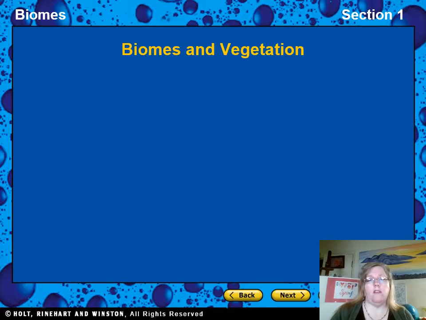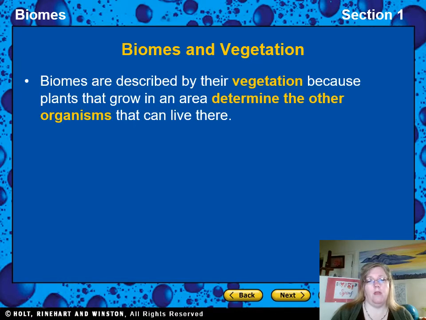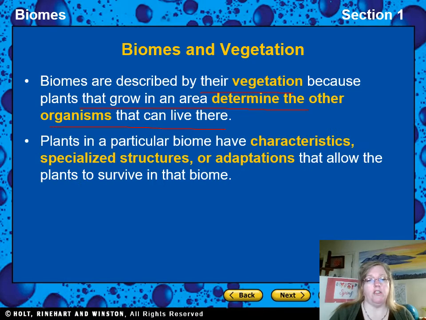The biomes and vegetation. So the biomes are described by their vegetation because the plants that grow in an area will determine the other organisms that can live there. Several of our videos that we watch all the time, Boozman and Crash Course, which you're going to get a lot of, they both say plants are king. That's what they say all the time because the plants determine what else can live there. So it's plants are king. They determine what animals are going to show up.